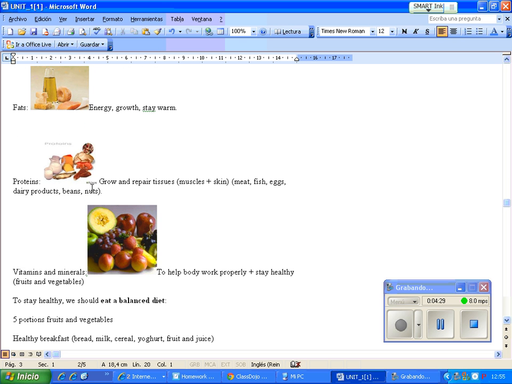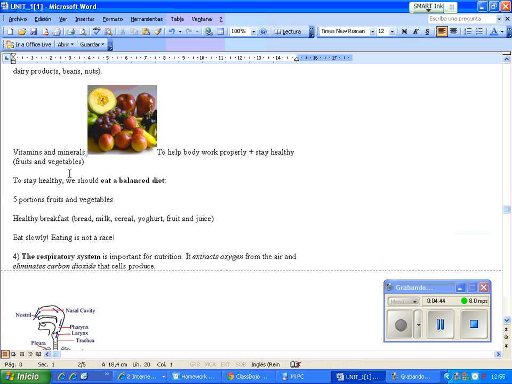Proteins. The body uses proteins to grow and repair tissues, such as muscle and skin. Some examples of proteins are fish, meat, eggs, dairy products, beans, and nuts. Vitamins and minerals. The body uses vitamins and minerals to help the body work properly and to stay healthy. Some vitamins and minerals are fruits and vegetables. To stay healthy, we should eat a balanced diet.